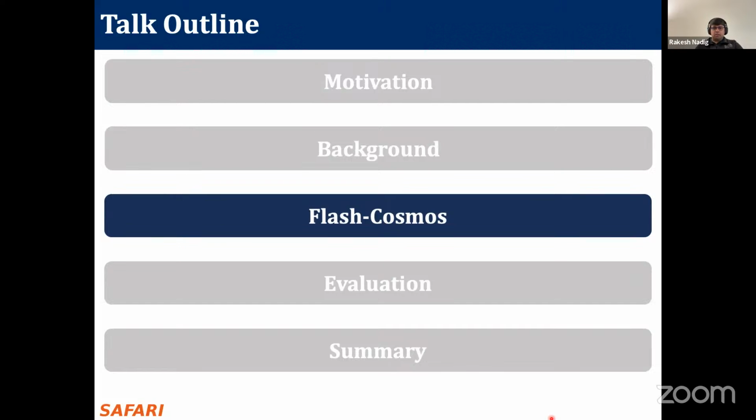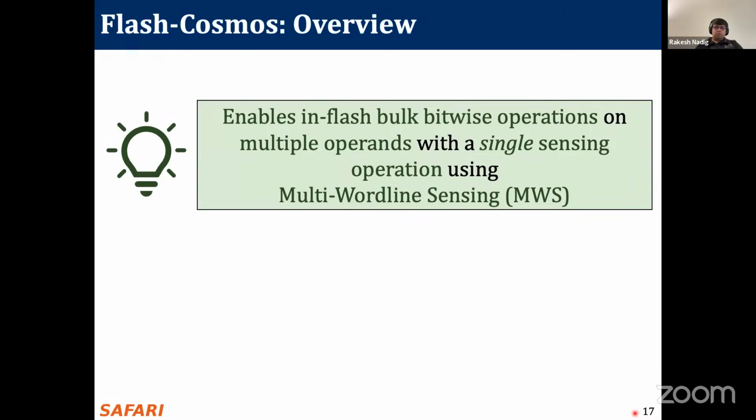So let's jump to the key ideas of Flash Cosmos. The first key idea of Flash Cosmos is to enable in-flash bulk bitwise operations on multiple operands using a single sensing operation. And we call this multi-word line sensing. This multi-word line sensing technique has two variants.